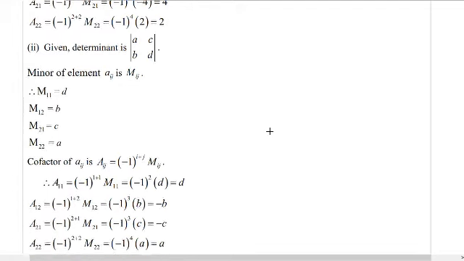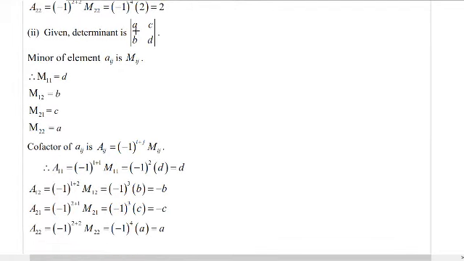Now we'll proceed to the second part. So the determinant is A C B D. This is A11. On hiding A11 by row and column, you will get D. Therefore, M11 is D. Similarly, on hiding A12 by row and column, you will get B. So M12 is B. On hiding A21 by row and column, you will get C. So this is minor 21. Similarly, on hiding this D, which is A22, you will get A, and this is our minor 22.